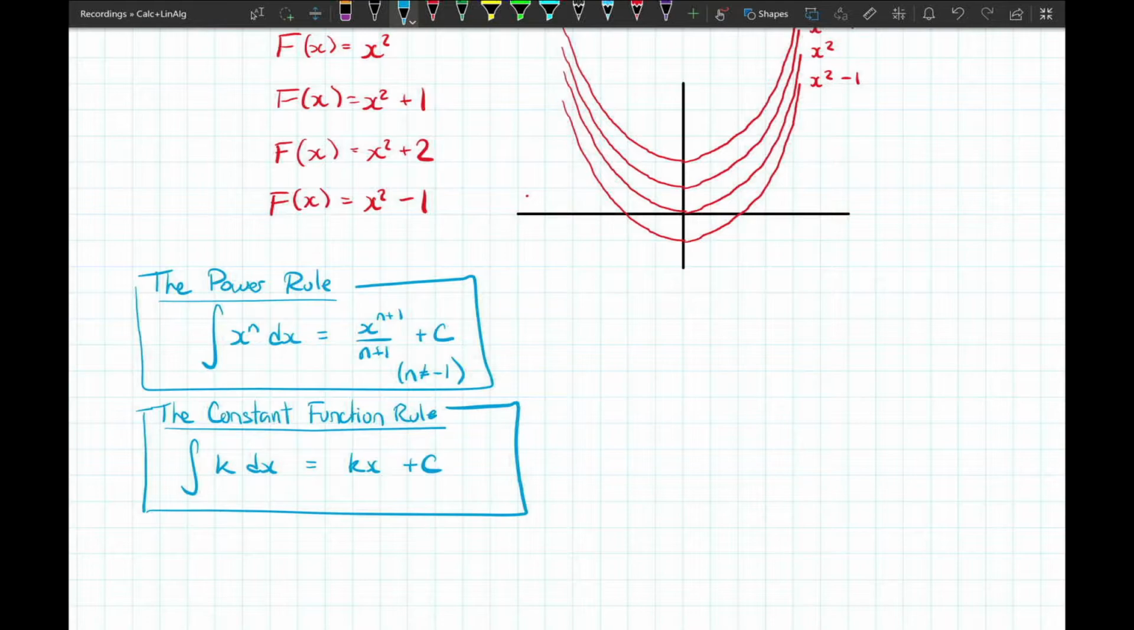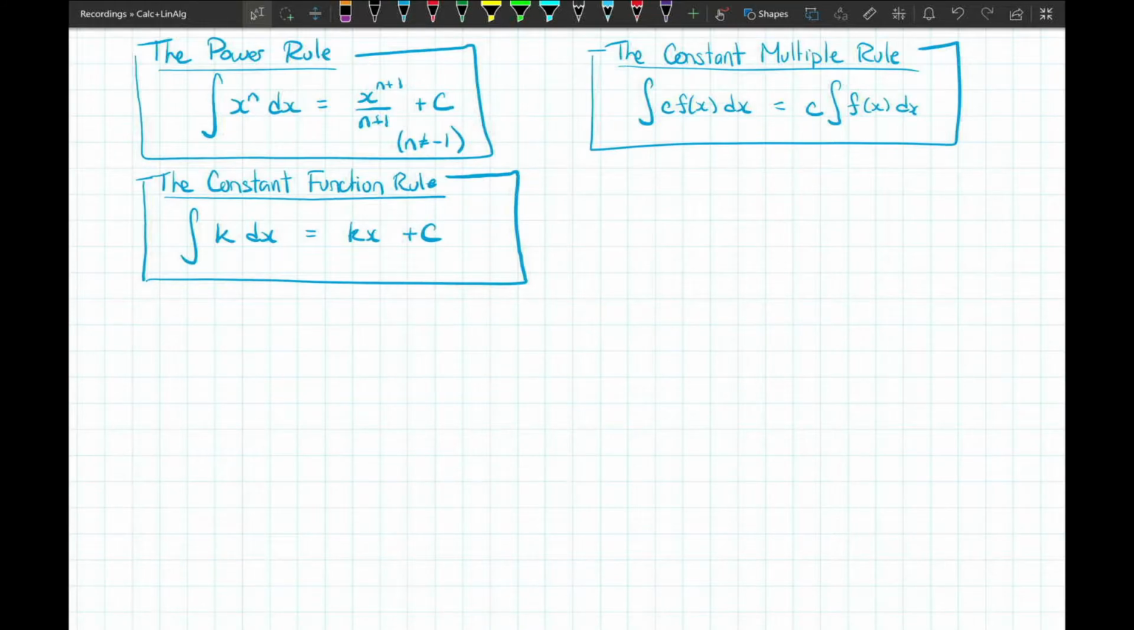Now, if we are just trying to find the antiderivative of a constant k, or when the power of x is 0, then our antiderivative should be that constant k times x plus some arbitrary constant. We'll refer to this plus c as the constant of integration. Now, much like the constant multiple for derivatives, if we have a constant multiple of some function that we wish to find the antiderivative of, then we'll just hold on to that constant multiple, find the antiderivative of the function itself, and then multiply by the constant.